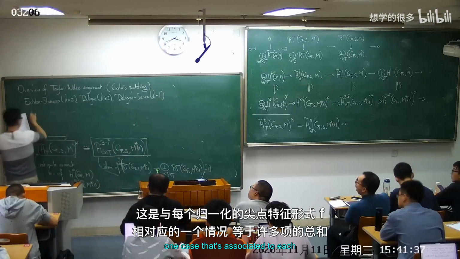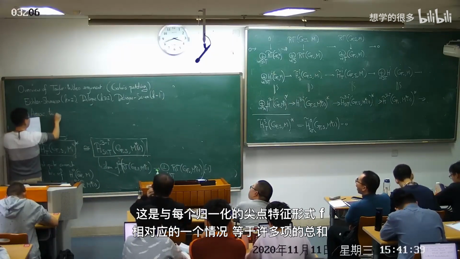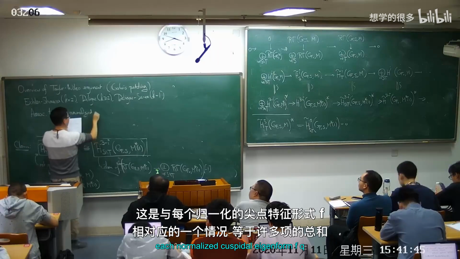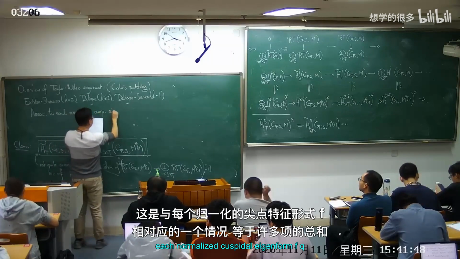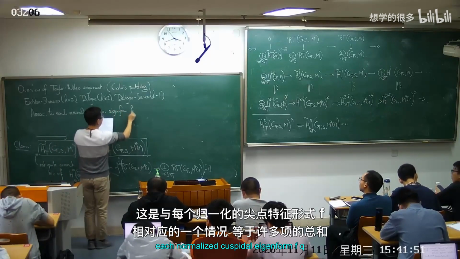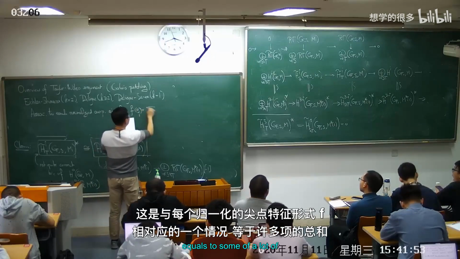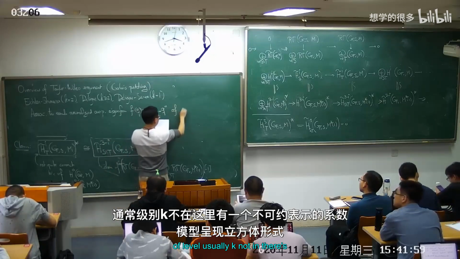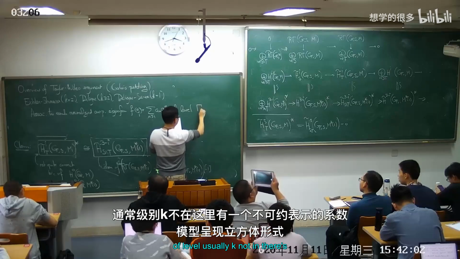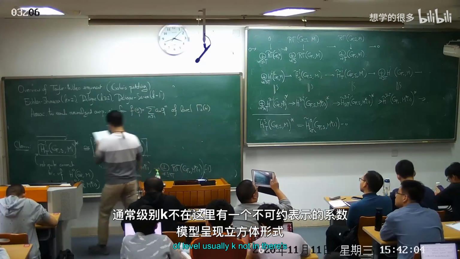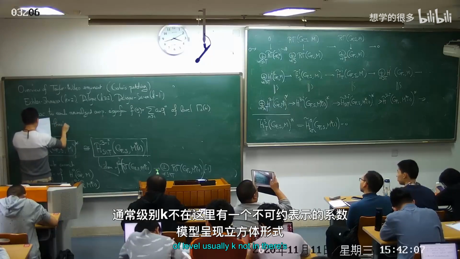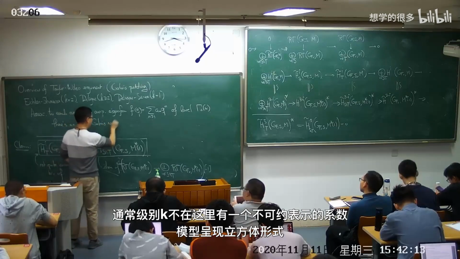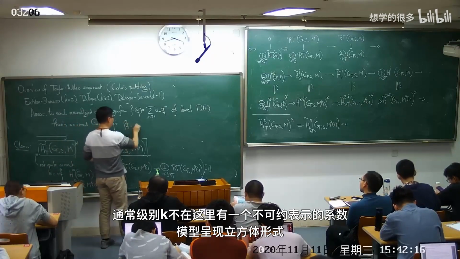That associated to each normalized cuspidal eigenform f(q) equals the sum of a_n q^n, of level usually called gamma naught n, there's an irreducible Galois representation. Call it rho f.